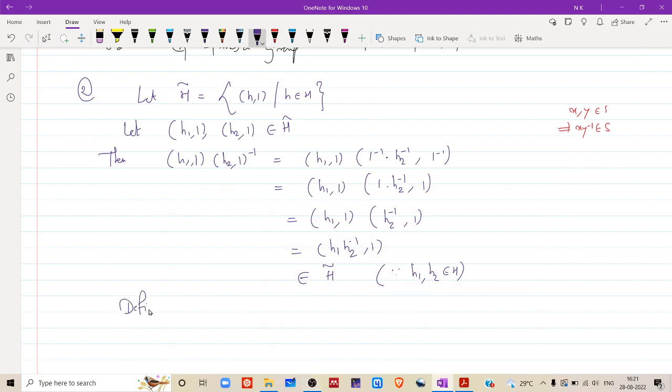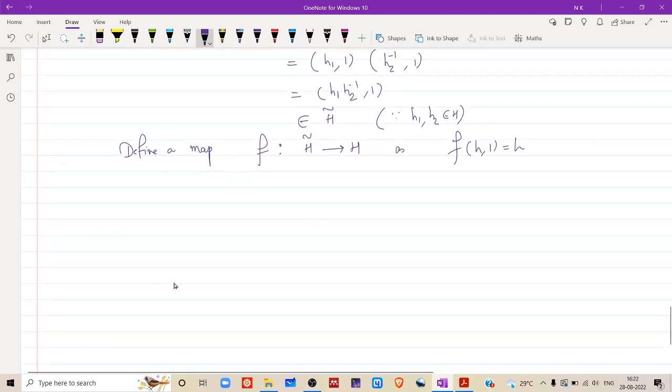So define a map between H tilde and H to establish that isomorphism. Let me name that map alpha, or rather we may take another symbol. Let me just take f, a map from H tilde to H, defined by f of (h, 1) equal to h. So this is the map we are going to consider. Now let's see whether this map is well defined, one-one, onto and a homomorphism.